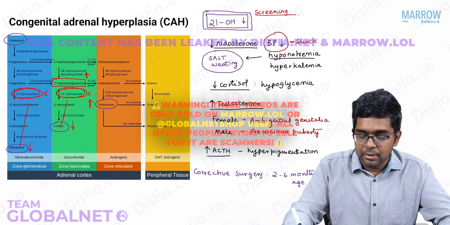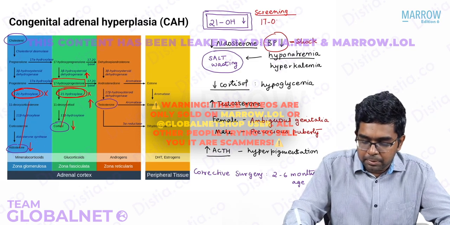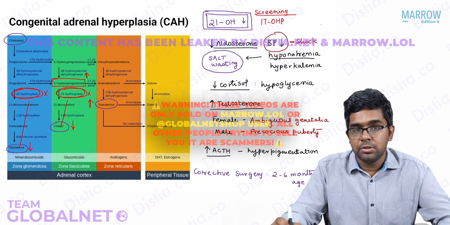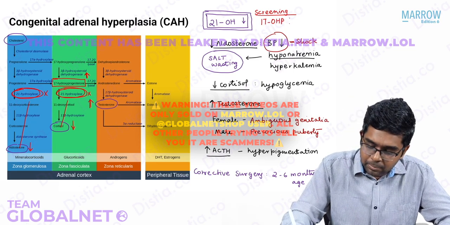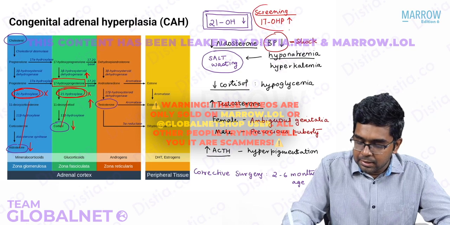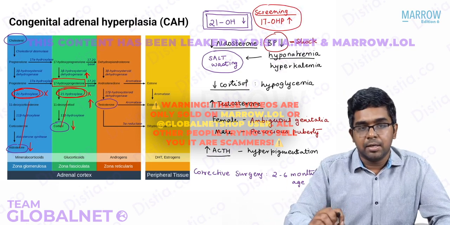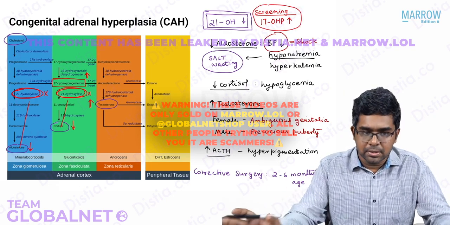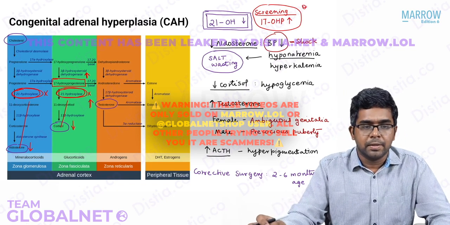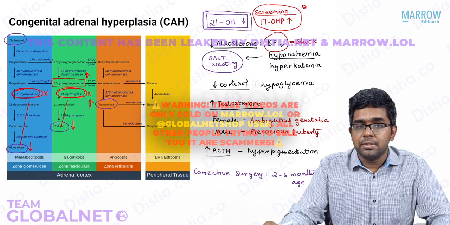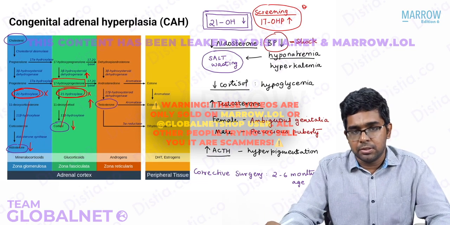Estimating the levels of 17 OHP. OHP here refers to 17 hydroxyprogesterone. That level will be elevated, and that is the screening test which we do in congenital adrenal hyperplasia due to 21 hydroxylase deficiency. This is a commonly asked exam question which you should know about. That is about all the features of 21 hydroxylase deficiency.